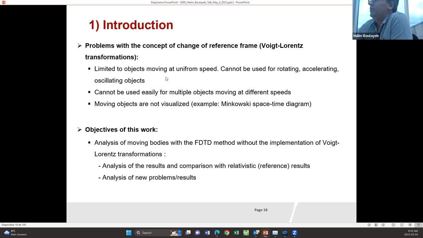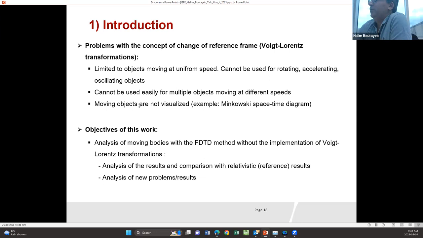But this is actually limited to objects moving at uniform speed. We cannot consider a problem with rotating, accelerating, or oscillating objects. It cannot be used for multiple objects moving at different speeds, because you modify the space and time variables as a function of a speed. If you have different objects moving at different speeds, then you cannot modify them. It is the same thing for the electric and magnetic field components. You will change them only for one velocity.